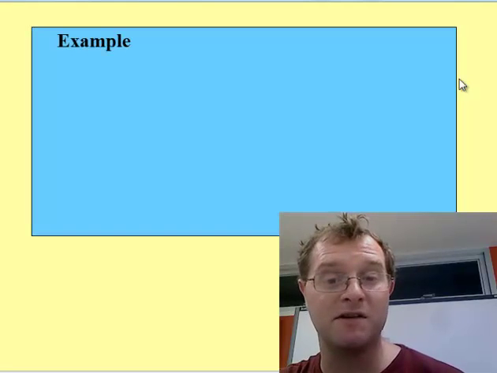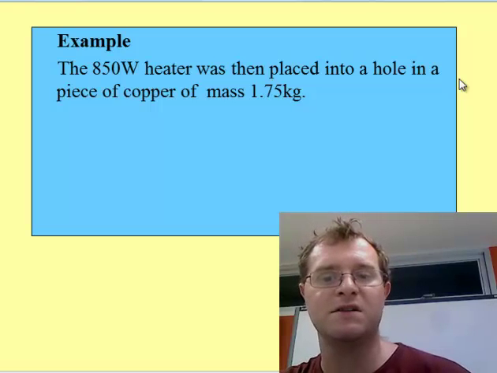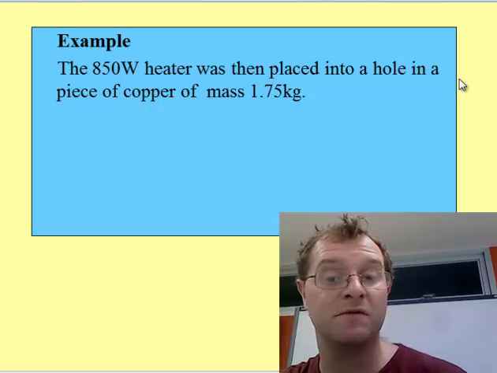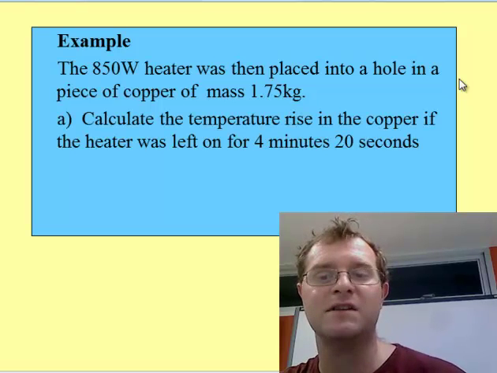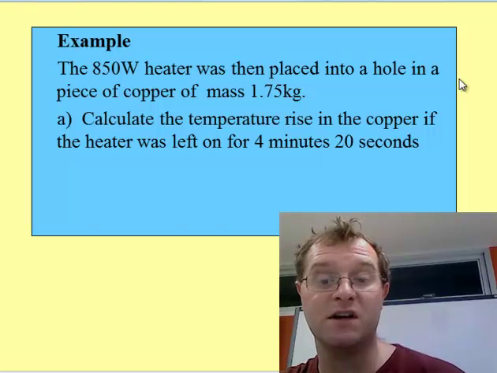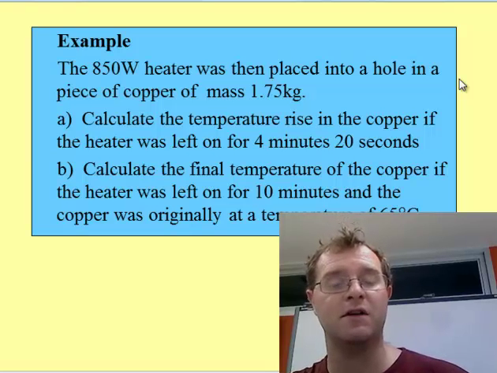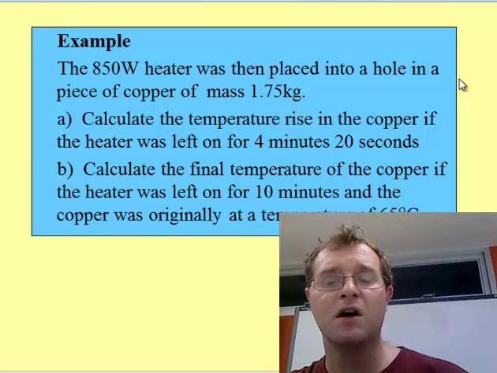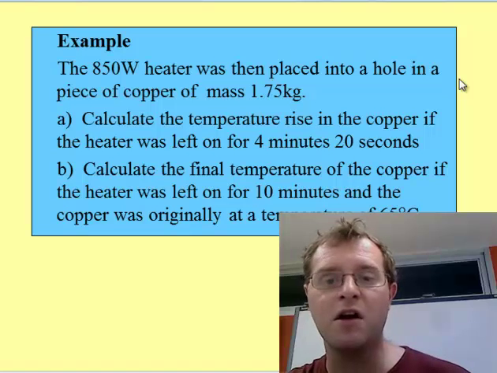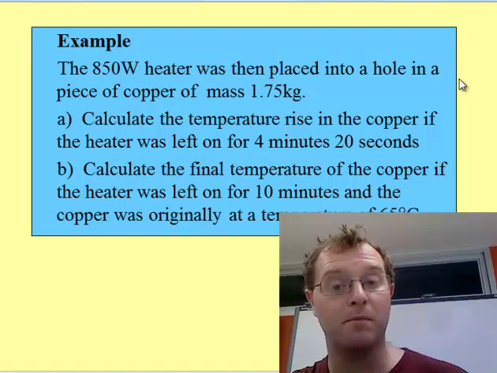So in this situation we have a very similar question. An 850 watt heater is placed into a hole in a piece of copper of mass 1.75 kilograms. Calculate the temperature rise in copper if the heater was left on for 4 minutes and 20 seconds, and then calculate the final temperature of the copper if the heater was left on for 10 minutes and the copper was originally at a temperature of 65 degrees centigrade. So two questions here, both looking for a different unknown, but still using the same specific heat capacity formula.